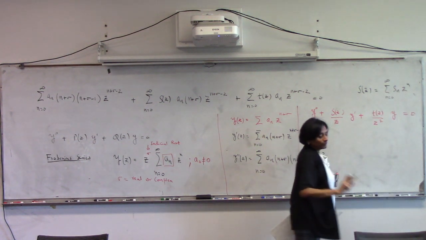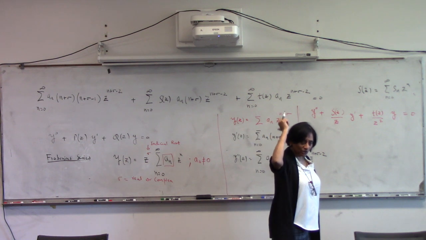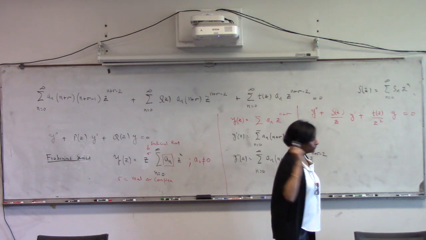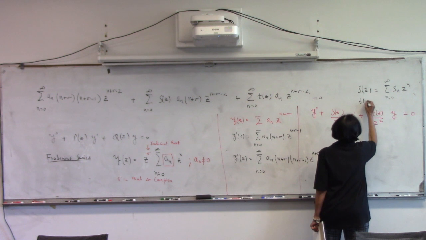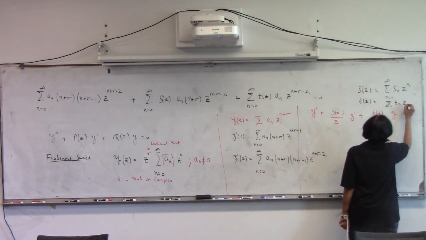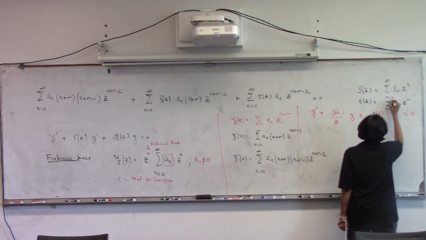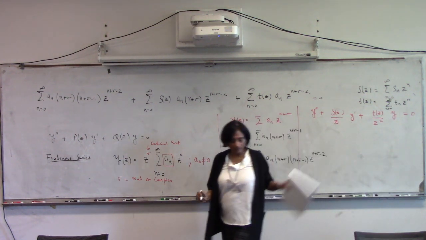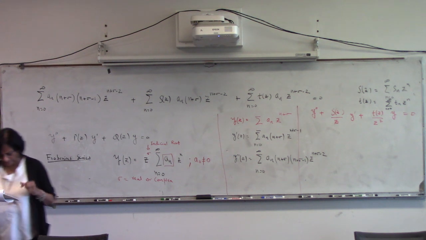I cannot write that for P of z. I could have done it for the other. If it's an ordinary point, I can do it for P of z and Q of z. But now I can do it for these two things. I can write infinite series. That's the rationale behind whatever is happening here.